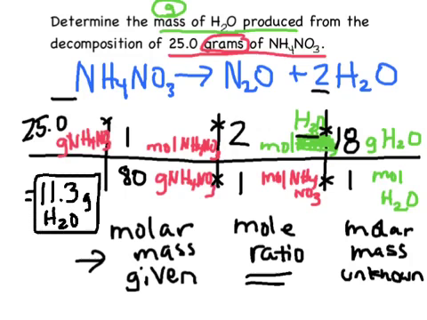So if we start out with 25 grams of ammonium nitrate and we let it decompose over time, it will form 11.3 grams of H2O. And the remainder of that 25 will be that dinitrogen oxide gas. Okay. All right, you with me? Did you get it? That's why we're doing one more example. All right, let's take a look.